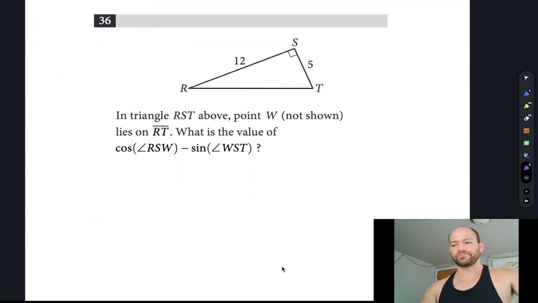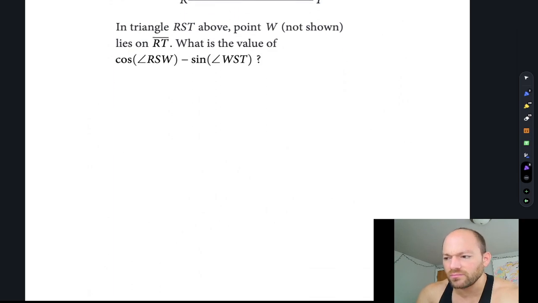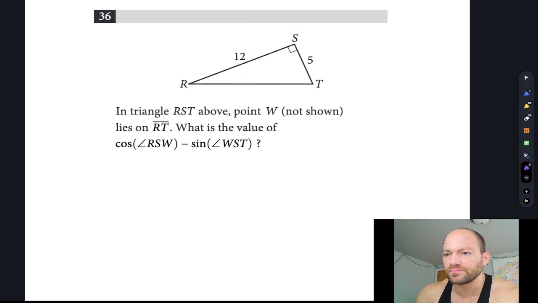Okay. Here's another fun creative thing. Is this like the last one, by the way? Yeah, this is our last one.